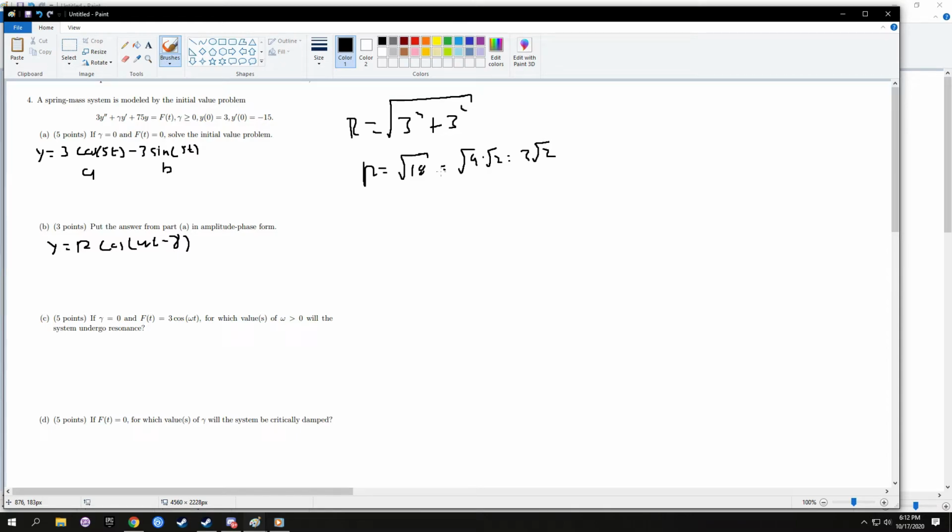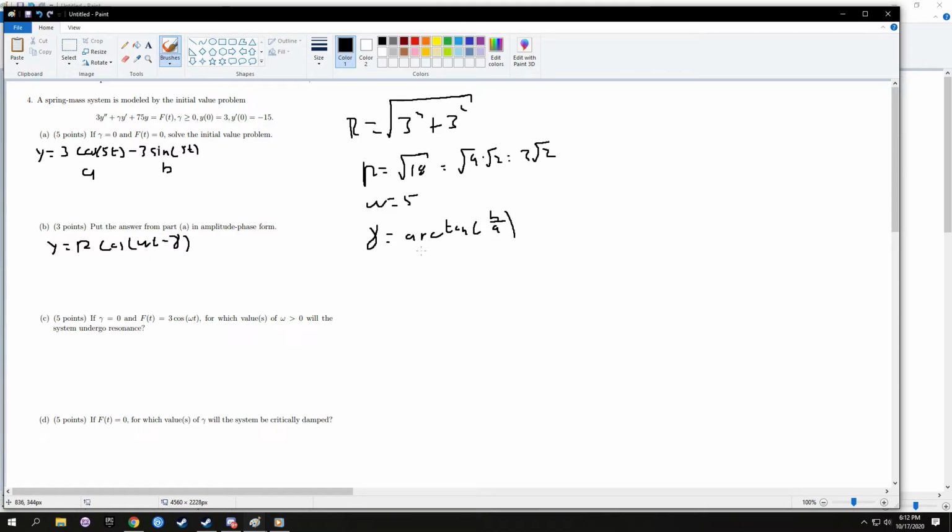And now what is omega? Well, omega stays the same, so omega equals 5. So I've got 2 parts done. I'm almost done. So how do you do delta? Delta can be a little tricky. What I do for delta is say delta equals the arctan of B over A.